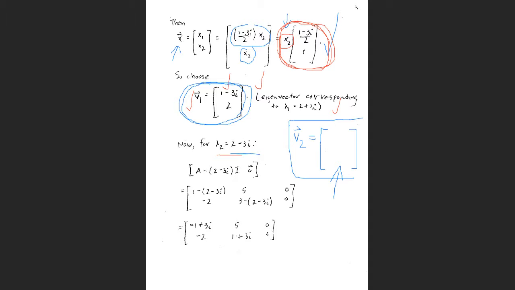Let's see. Hold on, we got a response here. That's right, Benjamin. See, the eigenvalues occur as complex conjugates. The eigenvectors are also going to occur as complex conjugates. Just like if you know one eigenvalue, you know the other eigenvalue, same thing, if you know one eigenvector, you know the other eigenvector.